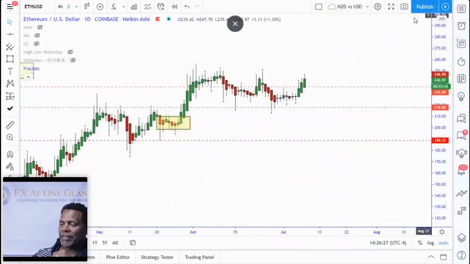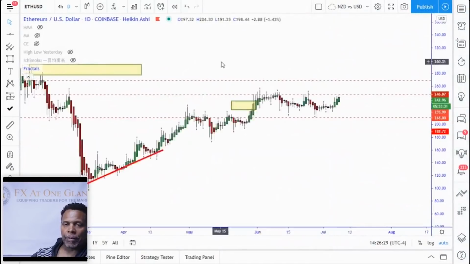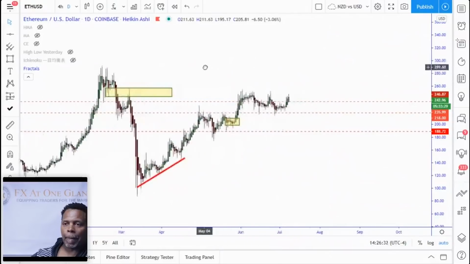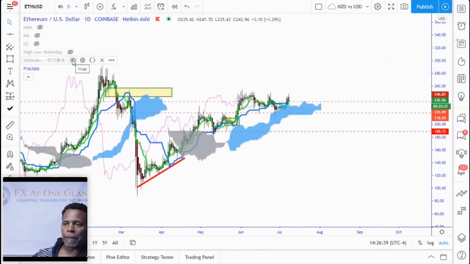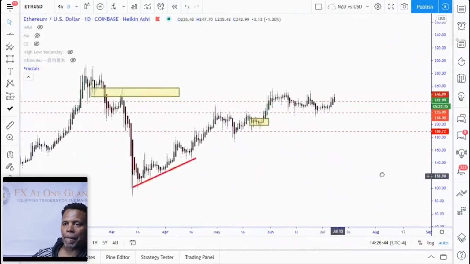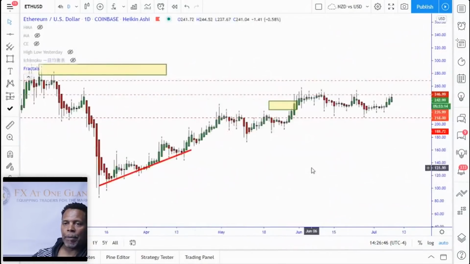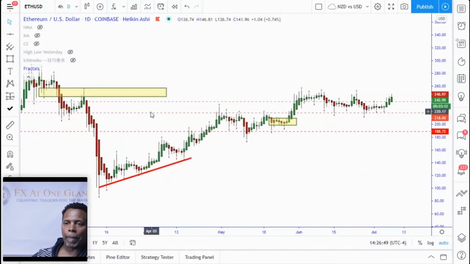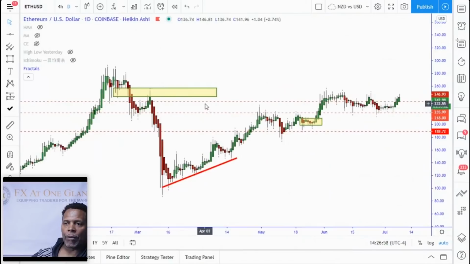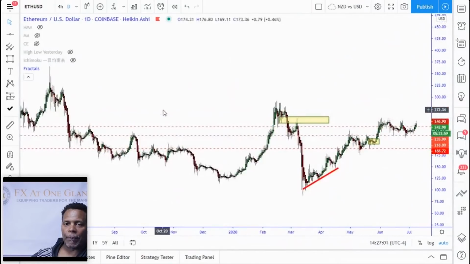So basically, Ethereum, USD. Let's go. We're on the daily. Let me put Ichimoku on here real quick. All right. And then let me move this zone over. So we had a support and resistance level here. And then I think we have another level. I'm off the level. You see why I put it there.